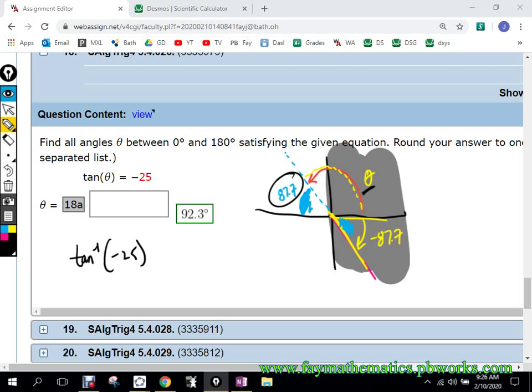If they were to change this and say, find all the angles between 90 and 270, it's the exact same work here, because that 92.3 is still between 90 and 270, right? Okay. If they said find all the angles between 270 and 360, now 92.3 is not an answer, but 360 minus 87.7 would be an answer. So it kind of makes sense to everybody?